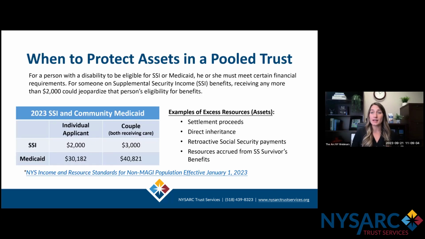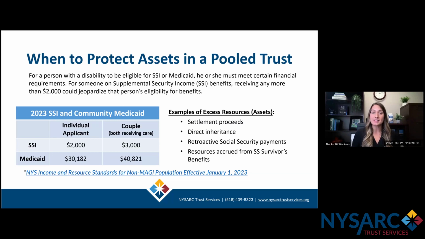Now, I'm not going to spend a lot of time on the limits today because we have a lot to cover on the programs. We've done extensive webinars in previous months about the current income and resource limits for Medicaid and SSI. So we encourage you to go back and watch those trainings for more information. But the key here is that when someone receives these government benefits, there are limits that their assets need to stay below a certain amount.